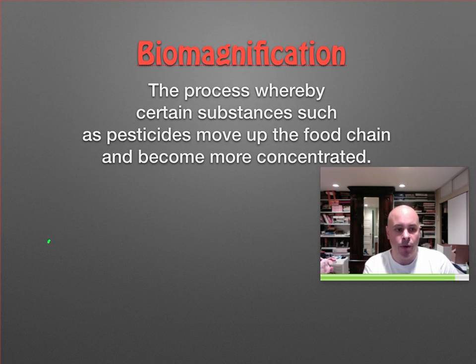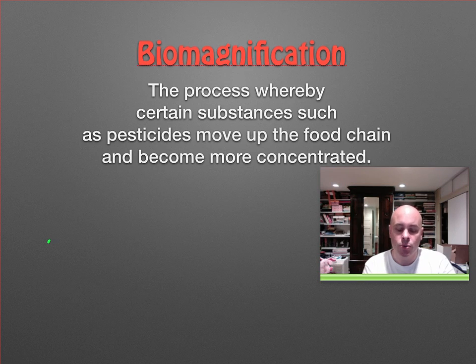Now let's take a look at biomagnification. The definition says that it's the process whereby certain substances, such as pesticides, move up the food chain and become more concentrated. Now, it doesn't have to be pesticides. It could be other chemicals as well. So, without going any further into biomagnification, over the next few days, going through the weekend, I want you to take a look at biomagnification further on your own.